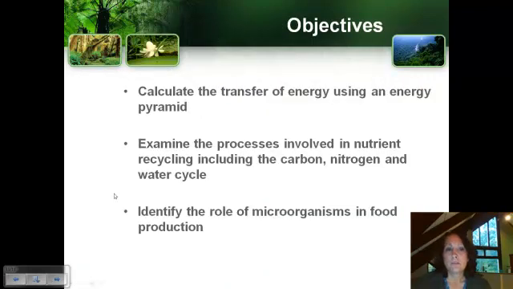Okay, so that wraps it up. So we just did examining the processes involved in nutrient recycling, including carbon, nitrogen, and the water cycle. And we touched on the role of microorganisms in food production, and we're going to come back to that. I'm not going to actually do a lecture on that, but you'll be responsible for that objective as well. And that's it.